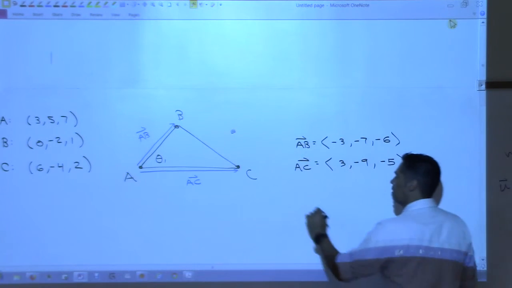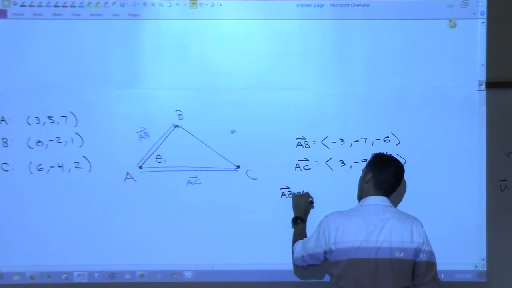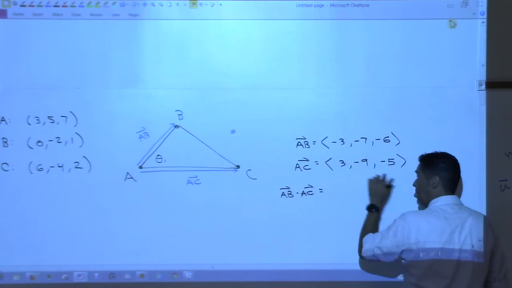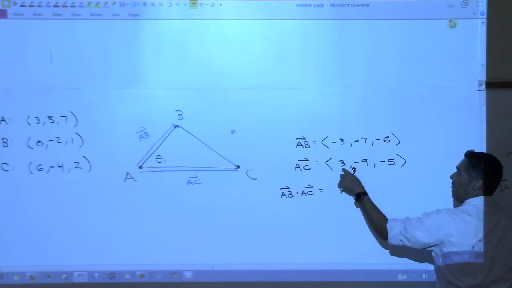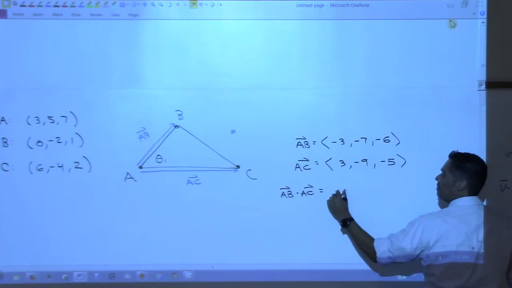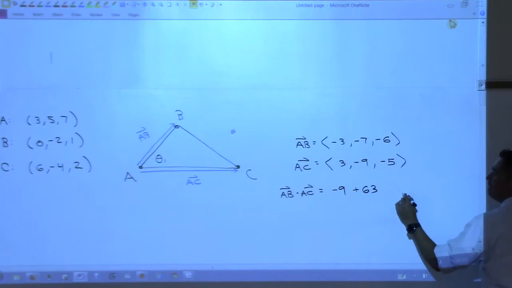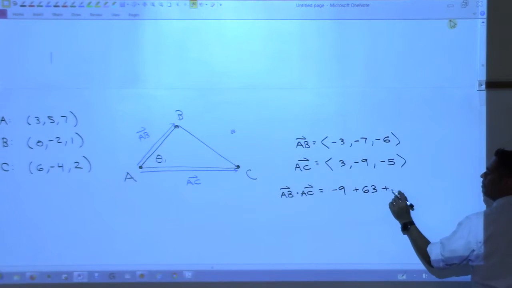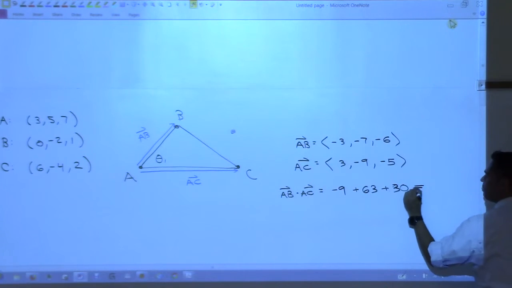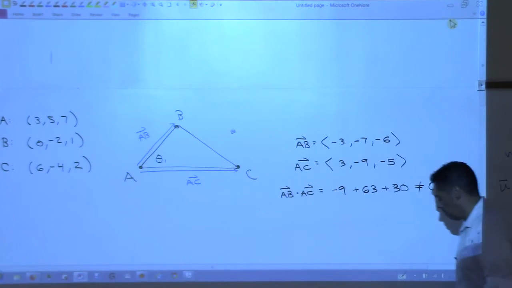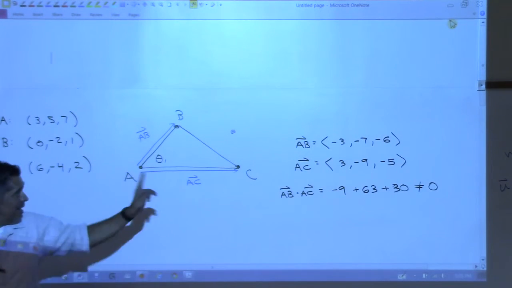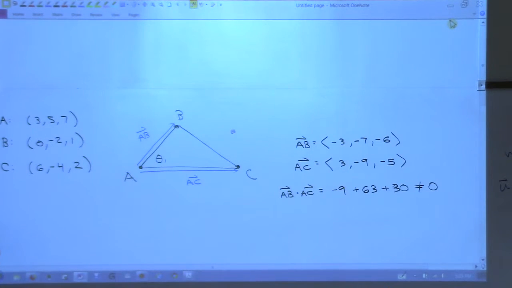Okay, so now we have these two vectors. Let's dot them real quick. AB dotted with AC is, we multiply, add this, multiply, add. So -9, positive 63, and then positive 30. No go. This is not 0. So what can I tell you? I can tell you that that angle's not 90. I've got to check one more. Or both.